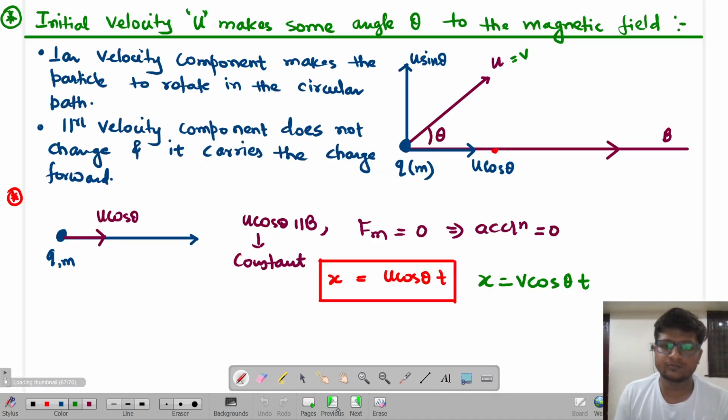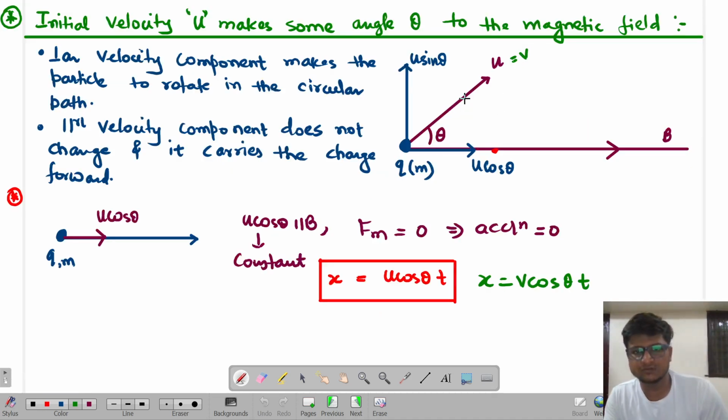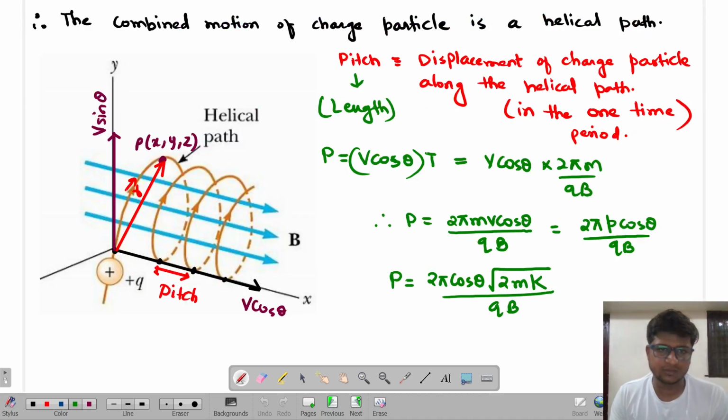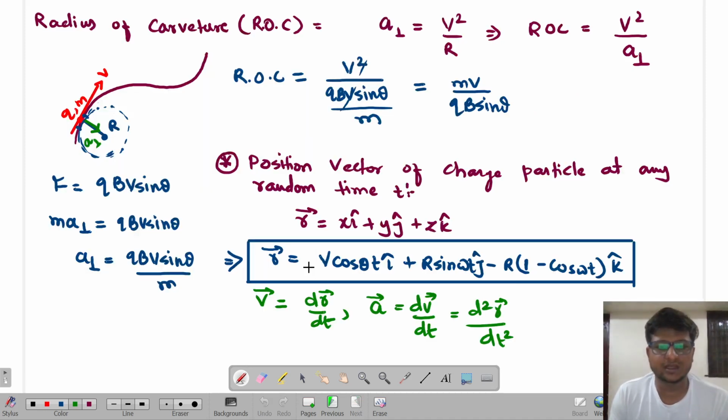So whenever I project a particle with some velocity v making angle theta with the magnetic field, it's not a perfectly circular path, but a helical path, and we defined everything for it, like the position of the particle and the radius of curvature. It's not even a circle, so we need to define the radius of curvature at every moment, and then the position of the particle and the pitch. Got it?